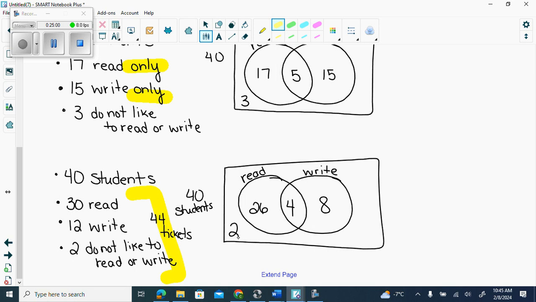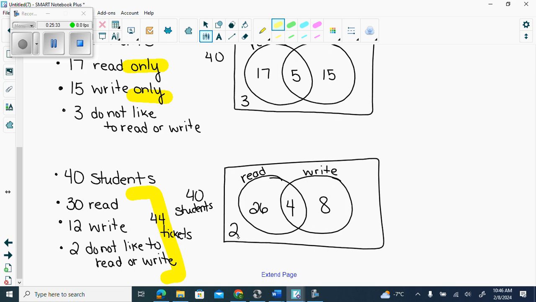What questions could I have asked about this? Anyone know? How many students read or write? The snowman. Exactly. We count up the 3 numbers. Yep. How many like to read and write? Both. 4. Exactly. Okay. How many like to only read? Eleanor? How many like to only write? Logan, do you have any other one?